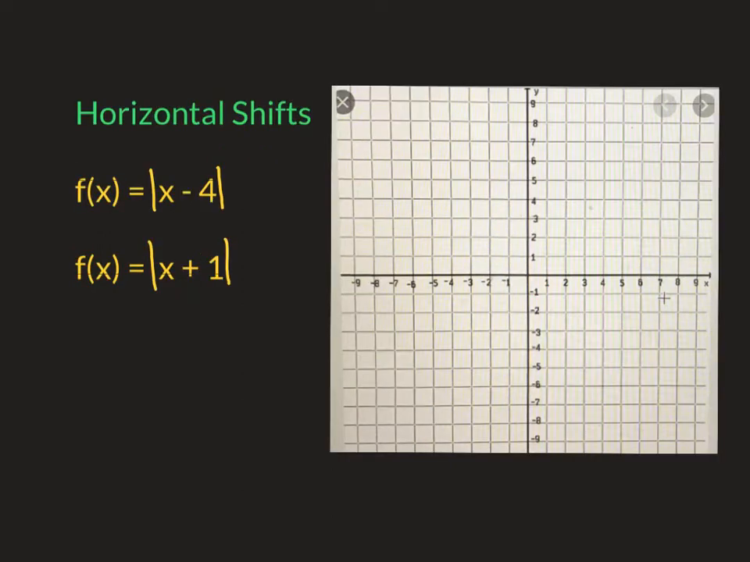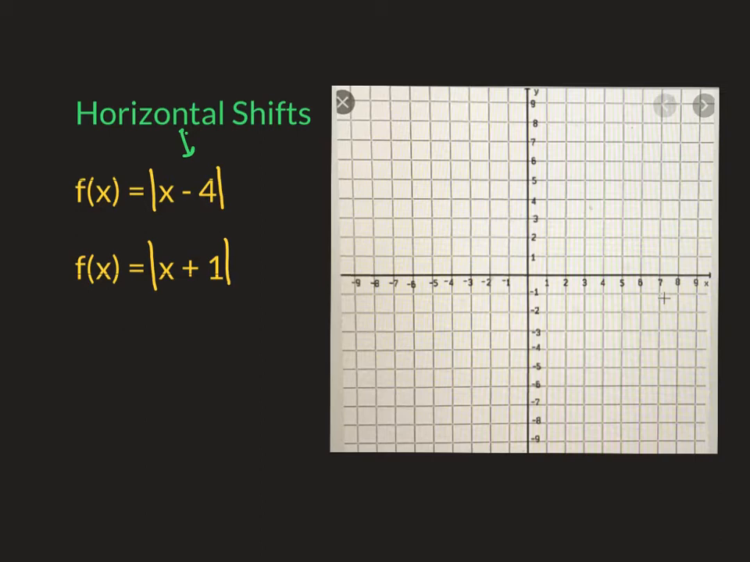All right, next one. Next one is horizontal shifts. If the number is inside, we talked about this yesterday. No, we did not either. This is a new one. Sorry about that. If the number is inside the absolute value, instead of shifting the graph up or down, it's going to shift it left or right, the opposite of what you think. One more time. Left or right, opposite of what you think.